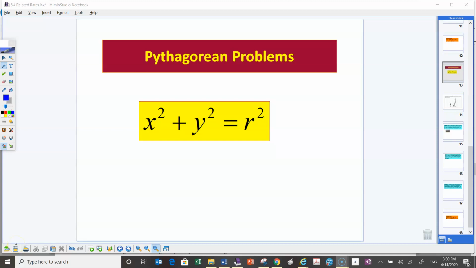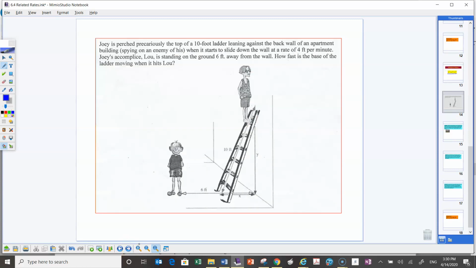The last type of related rate problems we're going to look at are the Pythagorean problems, and they're based on Pythagoras' theorem, which is x squared plus y squared equals r squared. In this example, we have Joey perched on a ladder 10 feet tall and leaning against the back of a wall of an apartment building. The ladder starts to slide down at a rate of 4 feet per minute. And Joey's accomplice Lou is standing on the ground 6 feet away from the wall. How fast is the base of the ladder moving when it hits Lou?